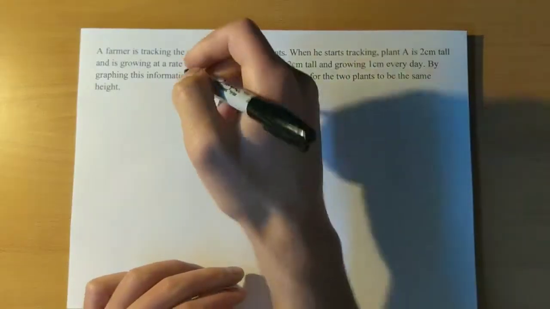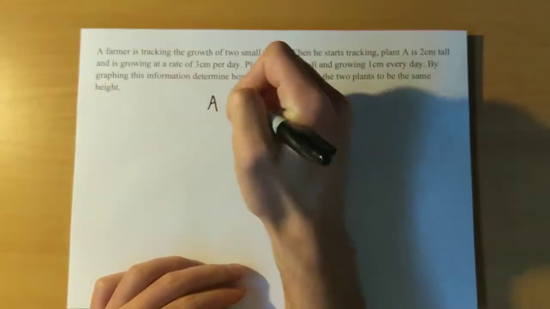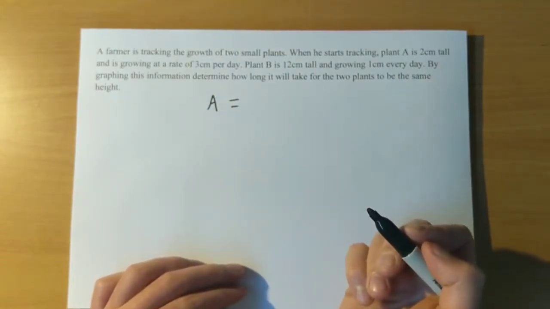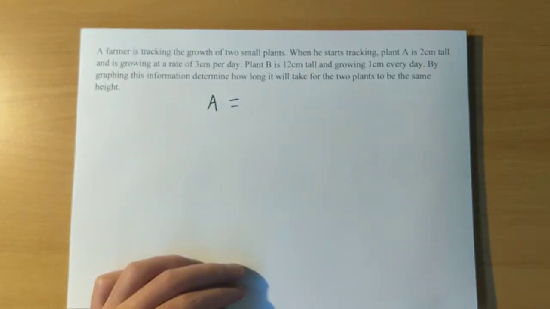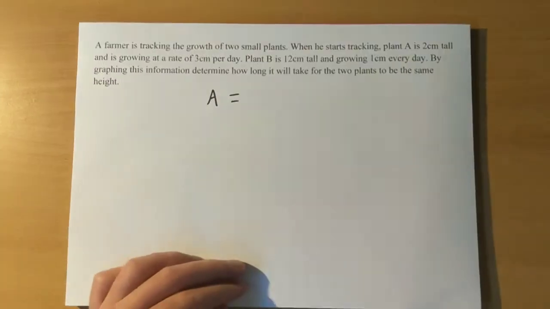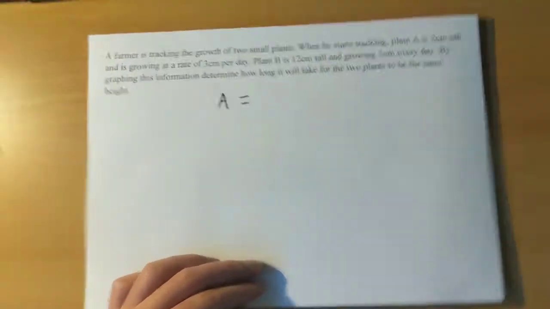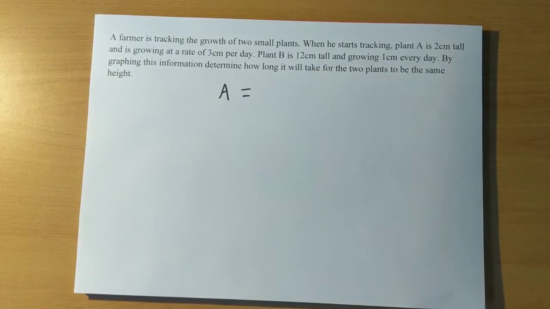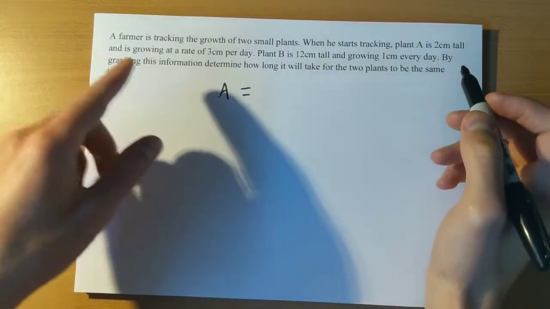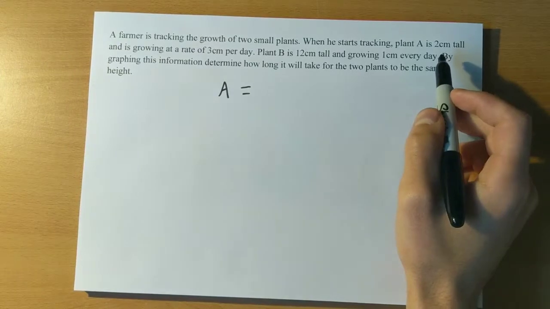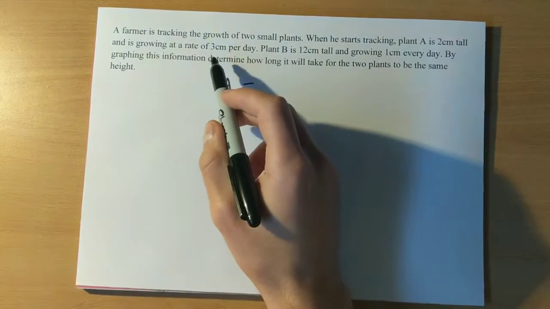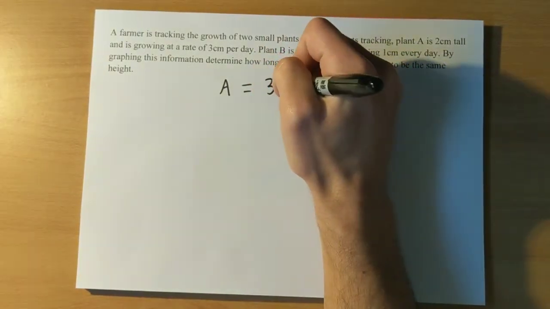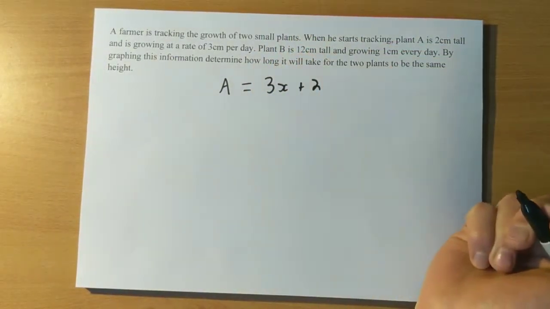Okay, so we've got plants A and B. I'm going to introduce the variable x, where x is the number of days since the farmer started tracking the height of these two plants. So the height of plant A will therefore be, well, it starts with a constant value of 2 centimeters, and it's growing at a rate of 3 centimeters per day. So that means that the height of plant A is 3x plus 2.